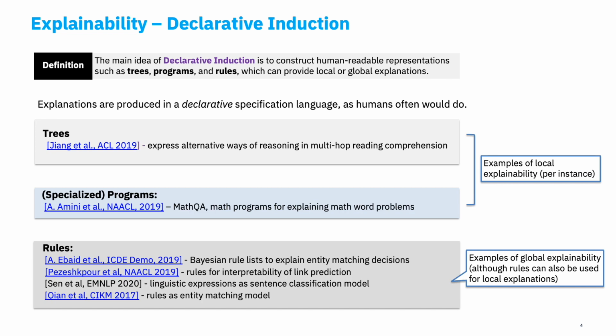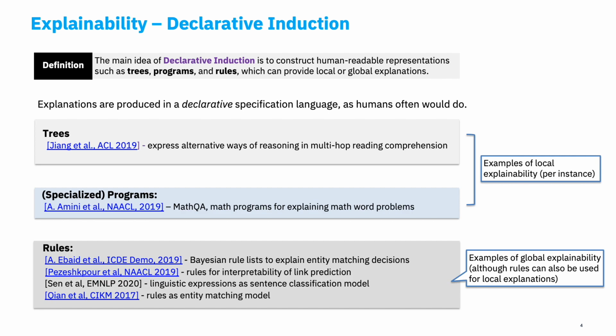Concretely, we will look first at a tree-based paper by Jiang et al., which uses trees to express alternative ways of reasoning in multi-hop reading comprehension. As an example of a program induction, the paper by Amini et al., MathQA, induces specialized math programs to explain math word problems. These two papers represent good examples of local explainability with per instance explanations.